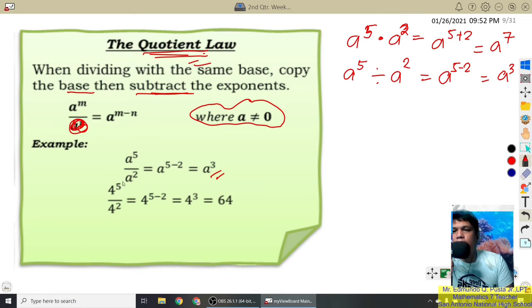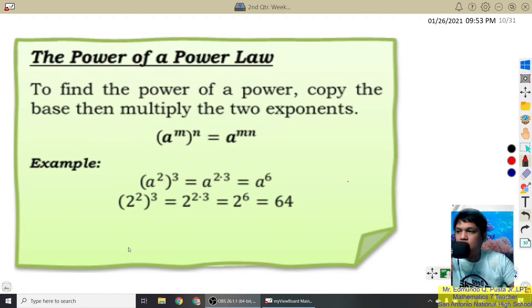Another one, we have 4 raised to 5 over 4 raised to 2. 4 raised to 5 minus 2, which is equal to 4 raised to 3, or 4 times 4 times 4, which is 64. So we have the second law, the quotient law.